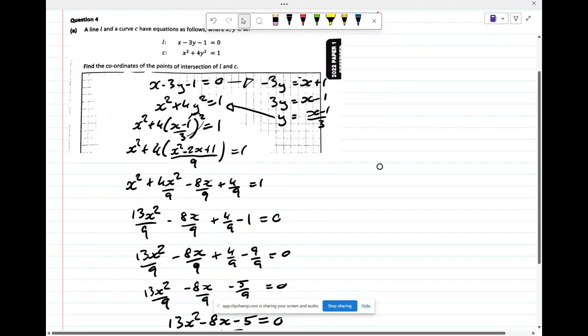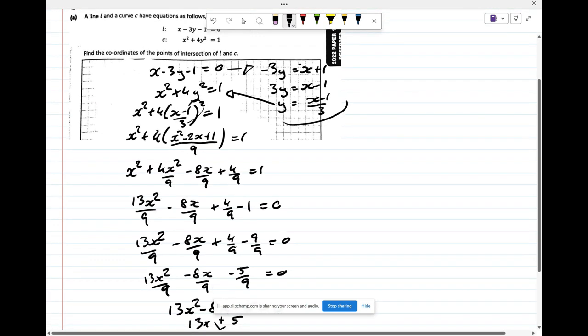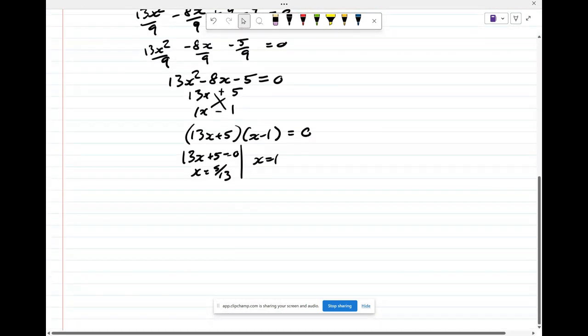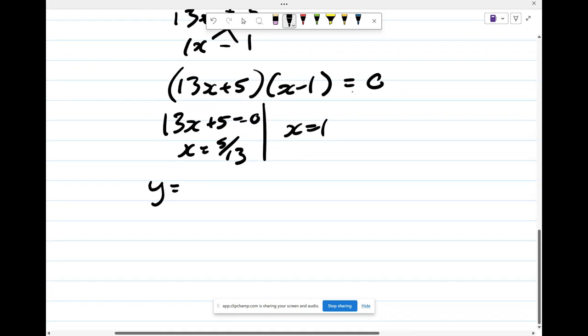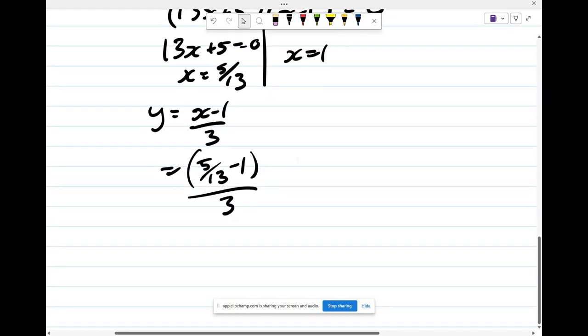So we were finding our points of intersection. We have our values for x, and we need to go back and get y. So we're going to use our easy equation for y, and we have it here. y equals x minus 1 over 3, and we can sub in 5 over 13. So that's 5 over 13 minus 1, all over 3.